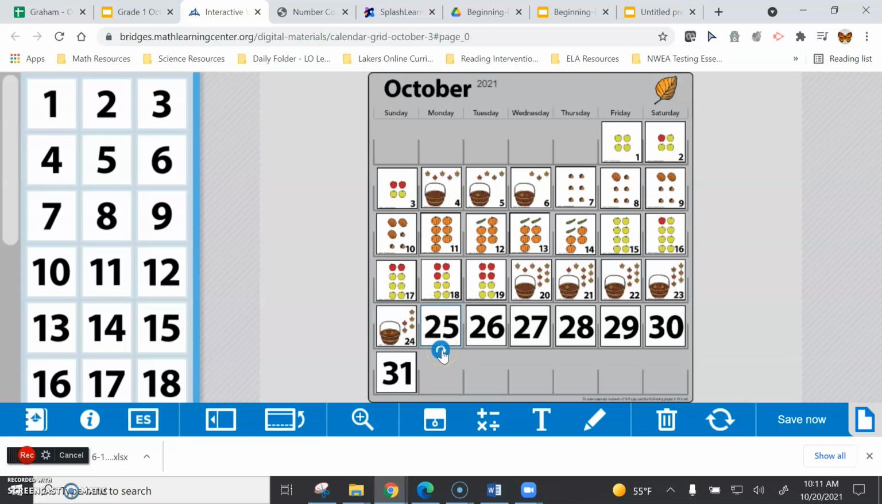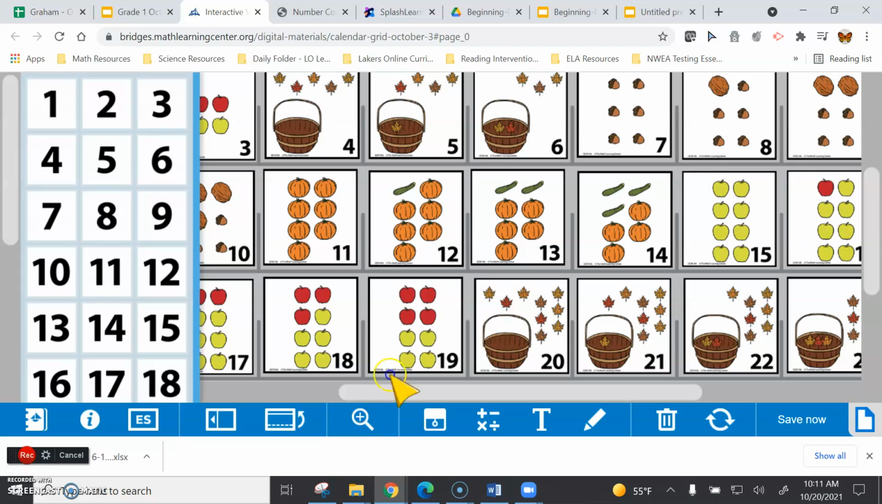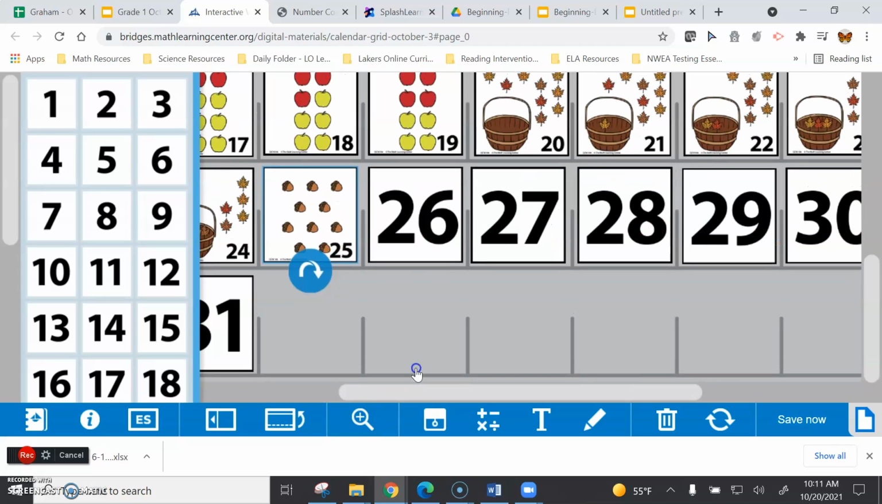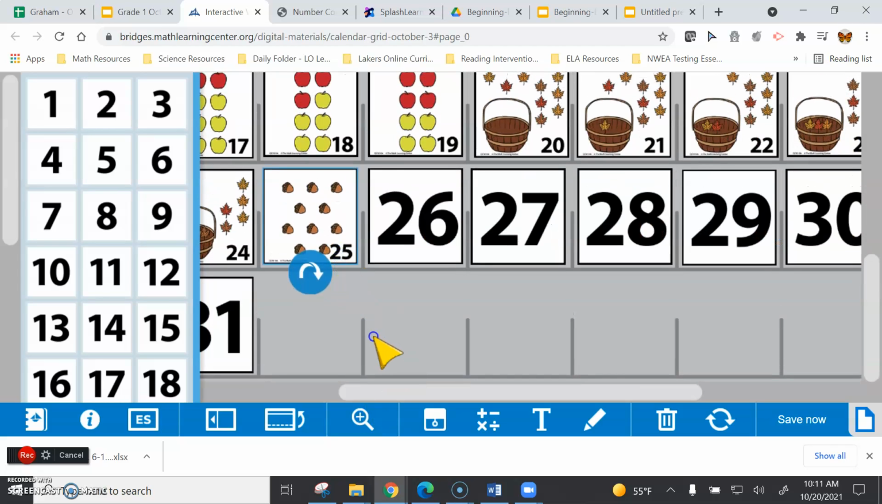Dun, dun, dun. Whoa! We're back to acorns again. Oh my goodness. Let's count how many acorns we have now. 1, 2, 3, 4, 5, 6, 7, 8, 9, 10 acorns. Incredible. Didn't see that one coming. Wow. 10 acorns.